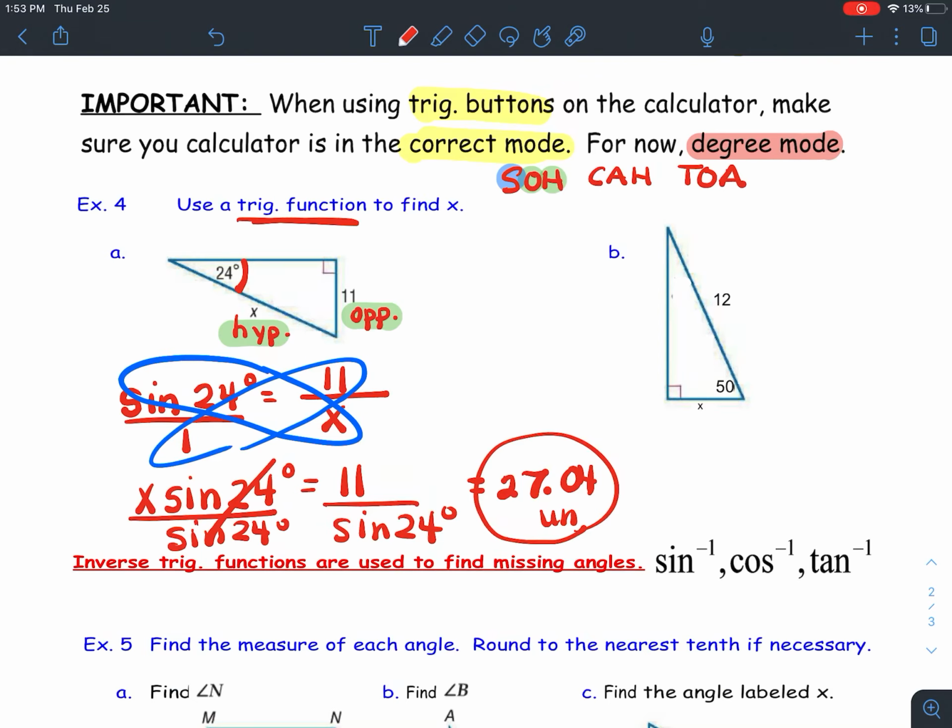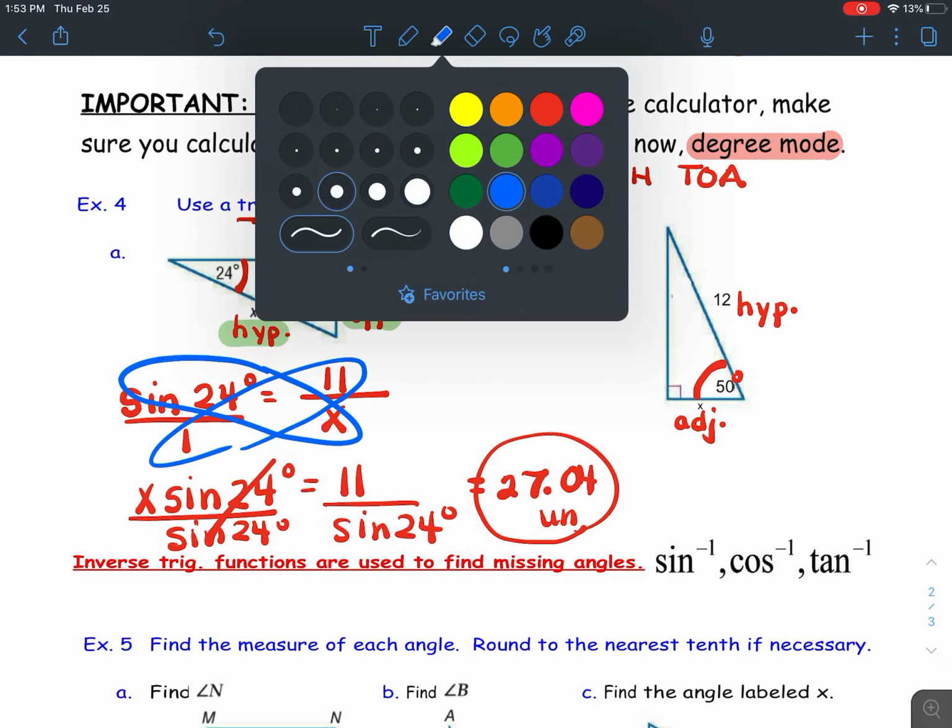Okay, let's try one more of these. We want to take the angle. I'm going to put a little arc here. Okay, 50 degrees, that's my angle here. Side x looks like that's the adjacent leg, and side 12, well, that's the hypotenuse.